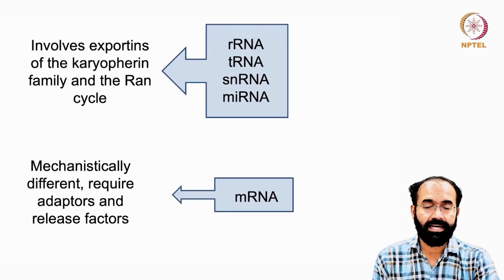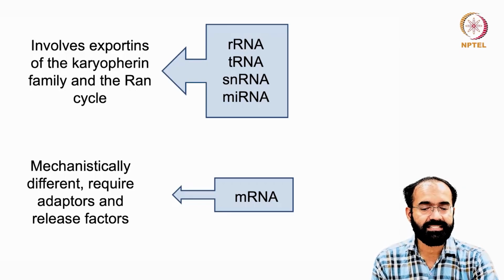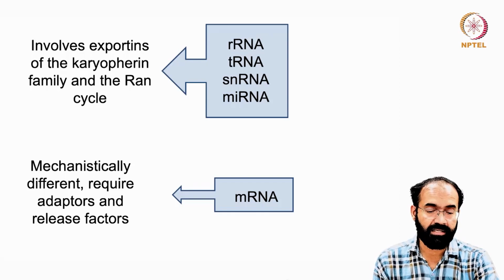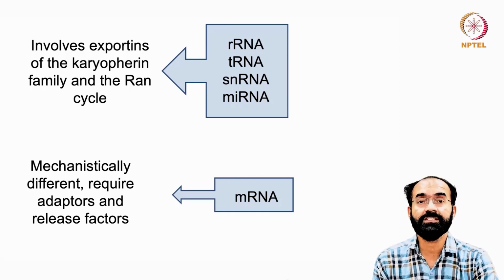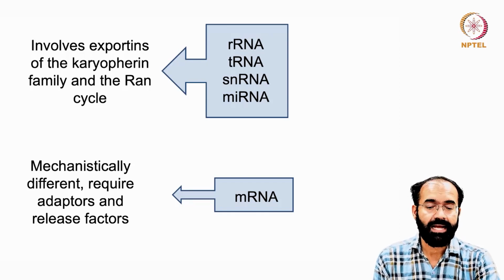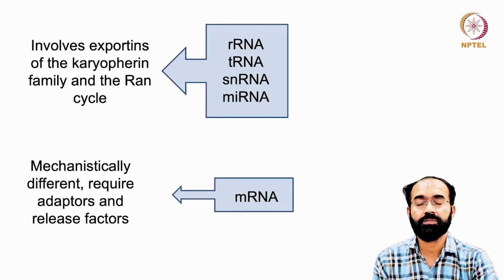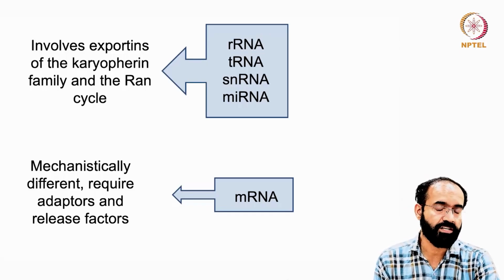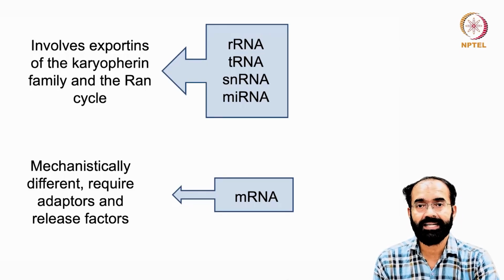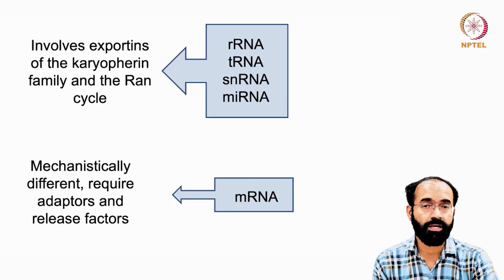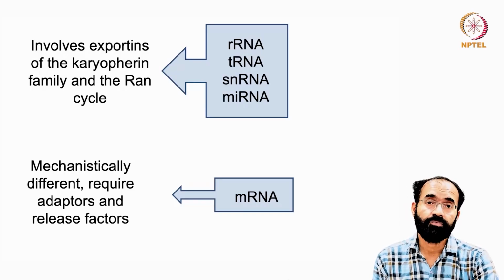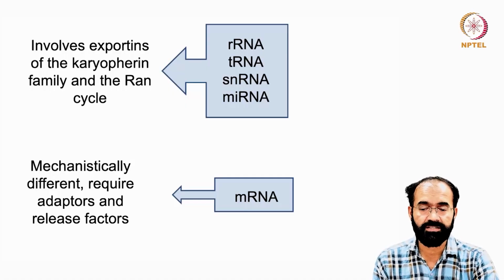So they are categorized: ribosomal RNA, tRNA, snRNA and microRNA follow one common cycle, involving the RAN GTPase cycle and the exportins of the karyopherin family. Whereas mRNA, which is meant for protein translation, is huge in size. Like we have seen, the muscular dystrophin gene is around 17 kilobases, so you can imagine how big that mRNA will be. So they follow a different strategy.